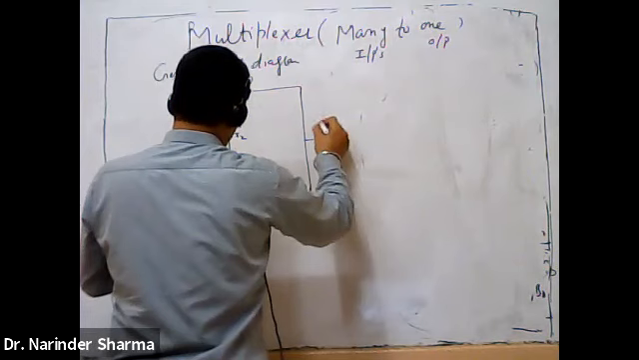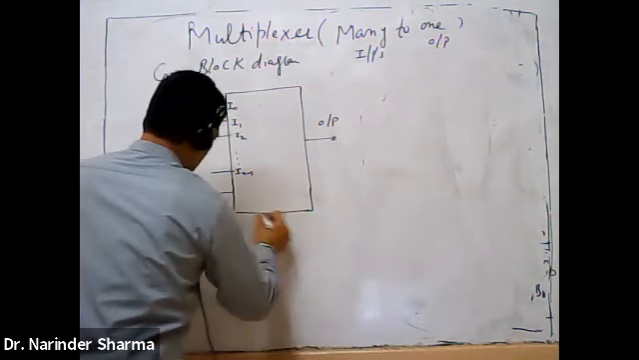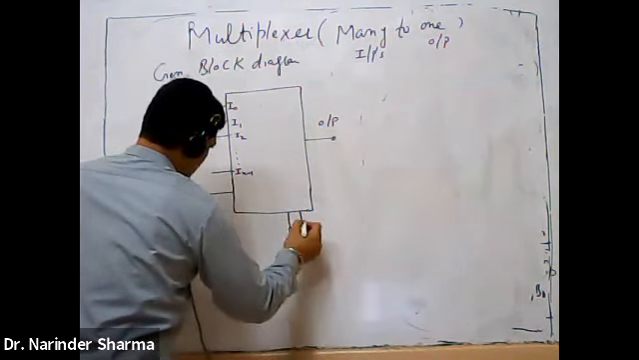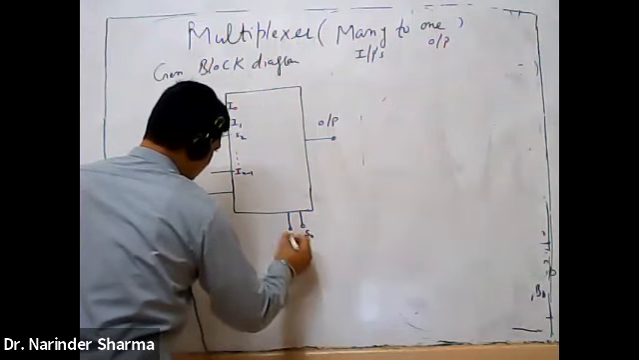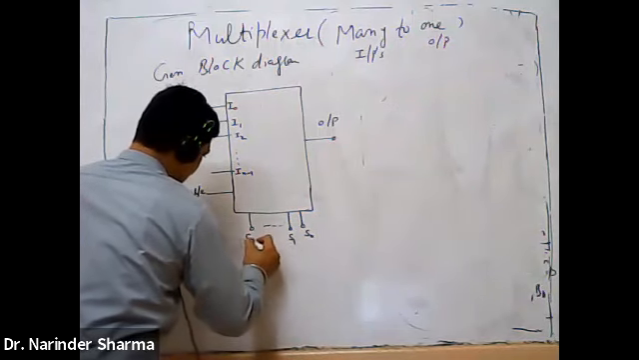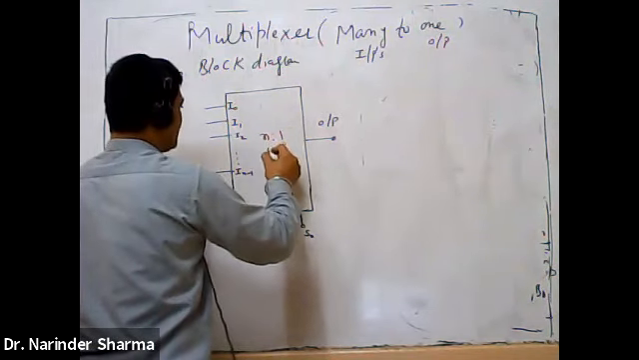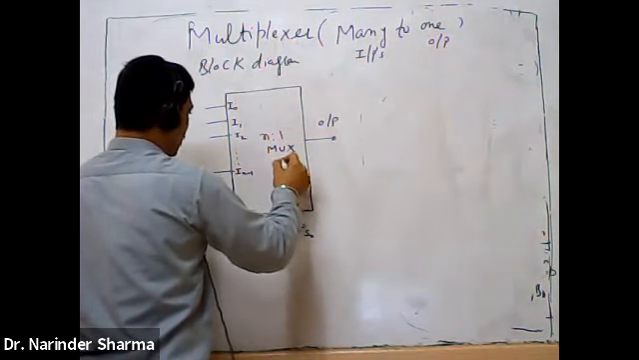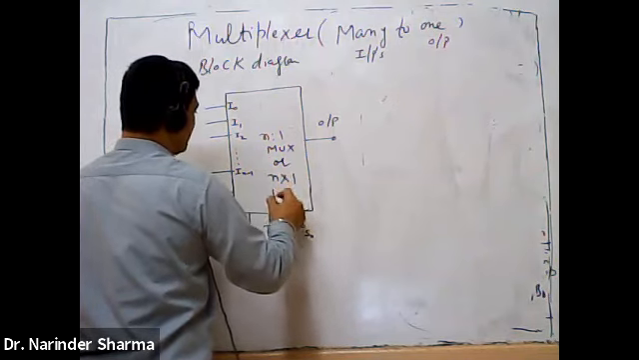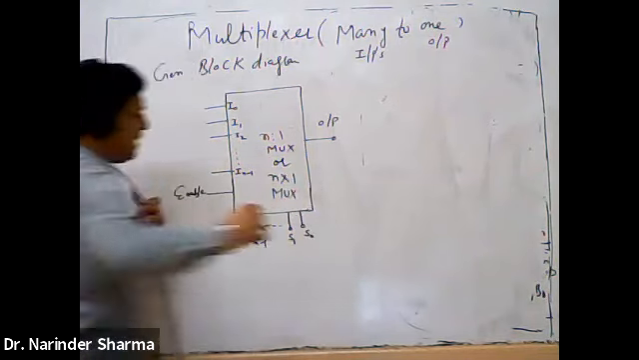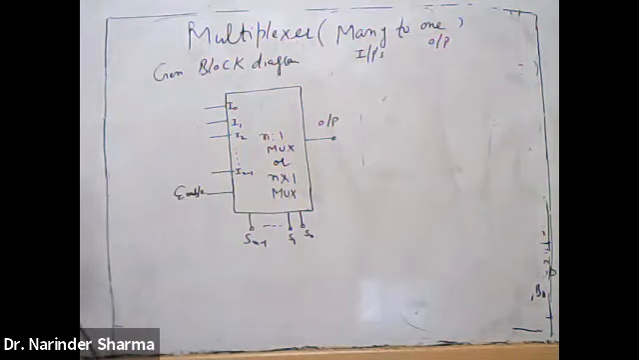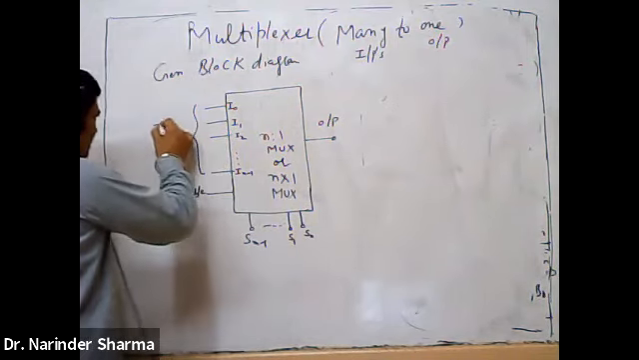There is an output. S0, S1 goes up to Sm minus 1. This is an n is to one mux, or some books say n cross m mux. It may be asked as n is to one or n cross one. These are your inputs.